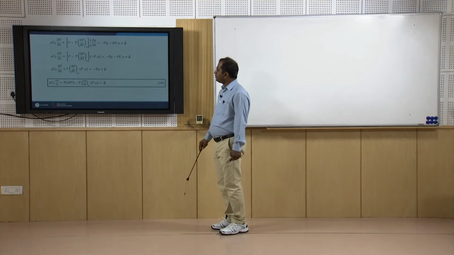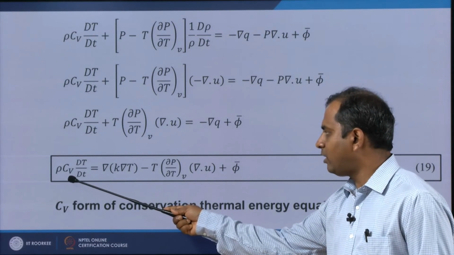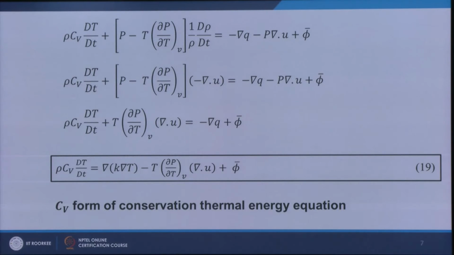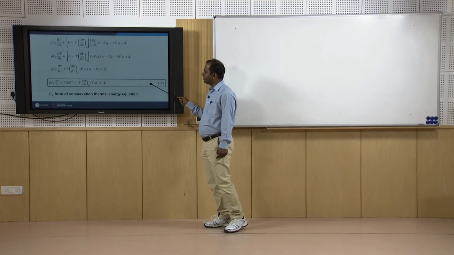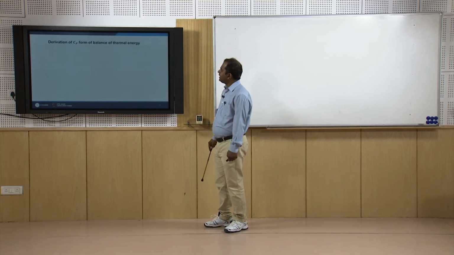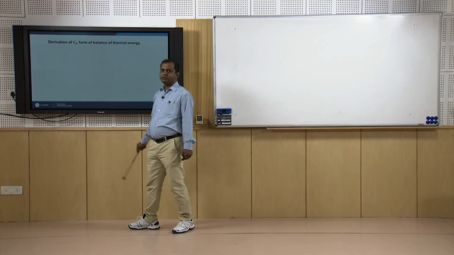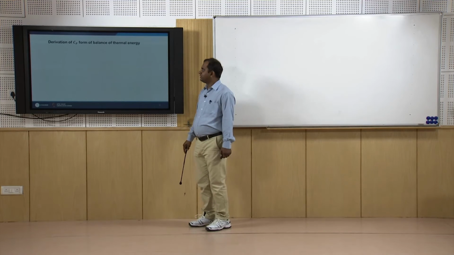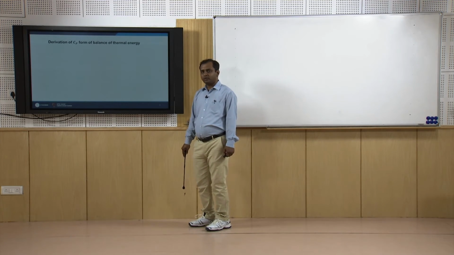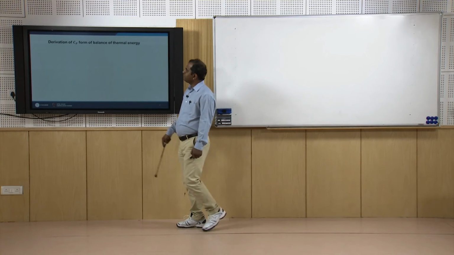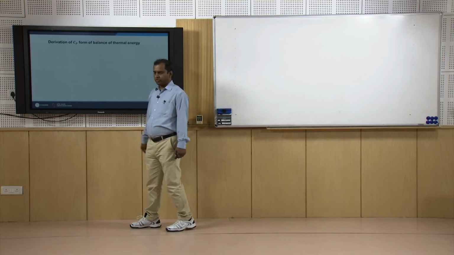So, you see this equation can be called the CV form, because CV is involved over here, of the conservation of thermal energy balance. This is a very important equation, please remember this one. Next, let us see whether we can convert this into CP form. CP is specific heat at constant pressure. In the previous one we converted it into specific heat at constant volume. Here let us see whether we can convert this thermal energy balance equation into CP form or not.